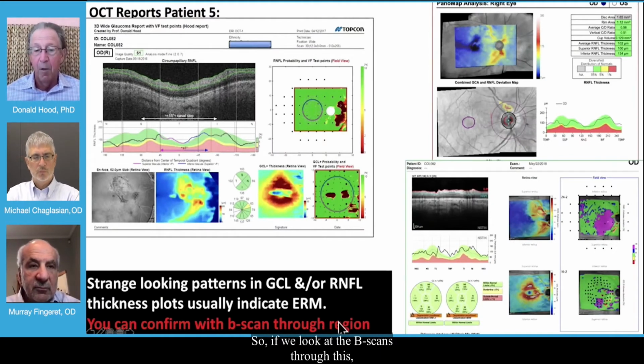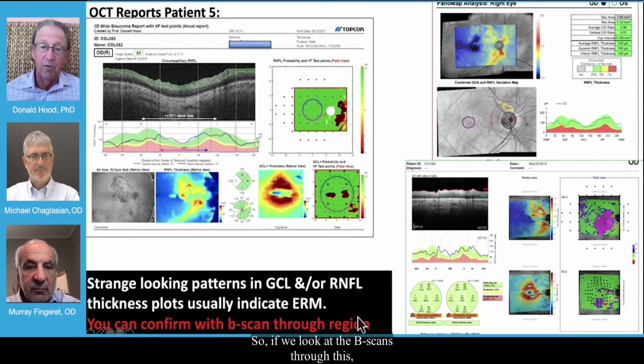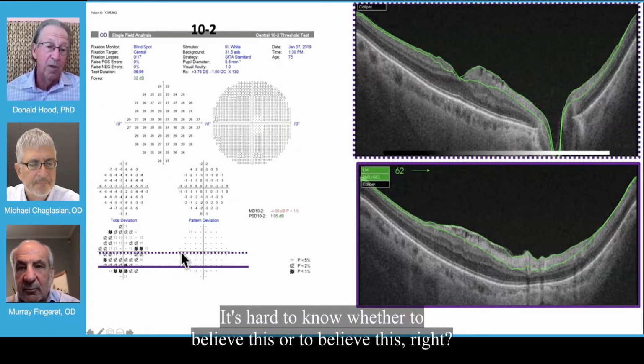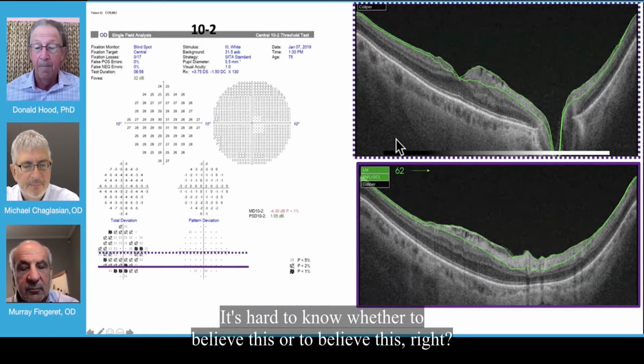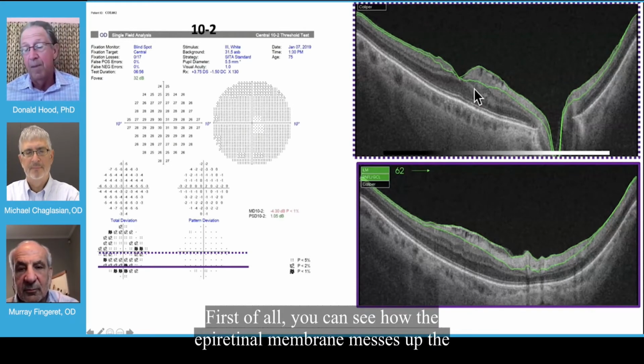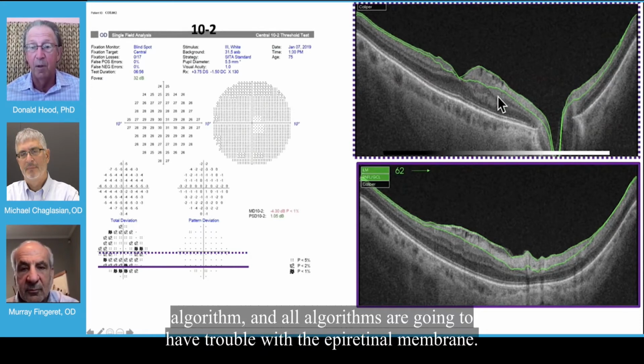So if we look at the B scans through this, we can see what's going on. So let's take the 10-2. It's hard to know whether to believe this or to believe this, right? Yeah. Take a look at the B scan. First of all, you can see how the epiretinal membrane messes up the algorithm. All algorithms are going to have trouble with the epiretinal membrane.